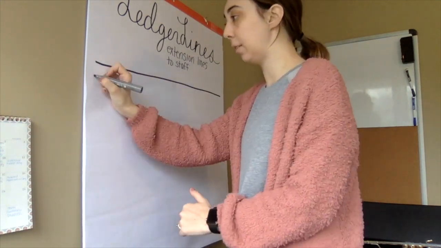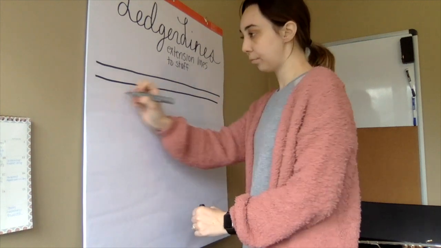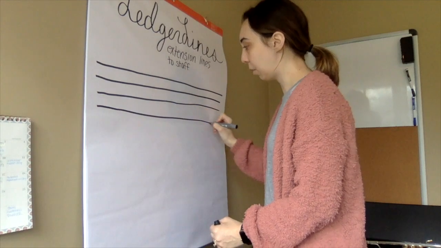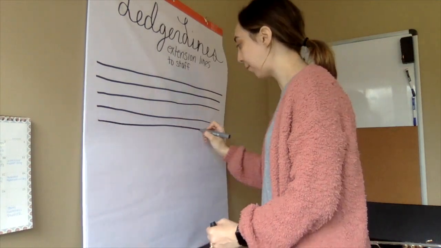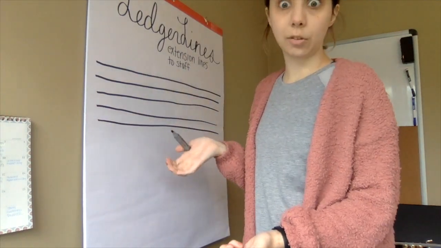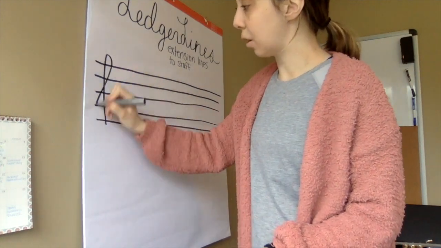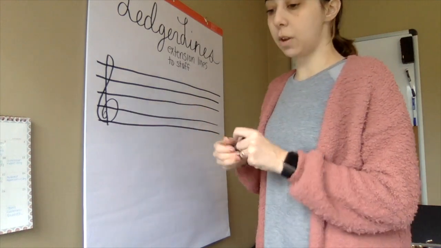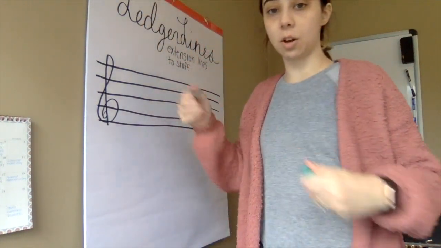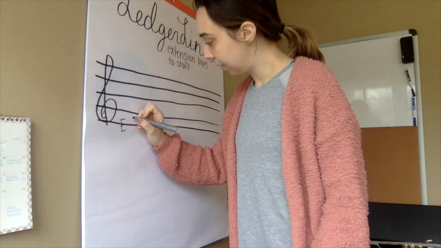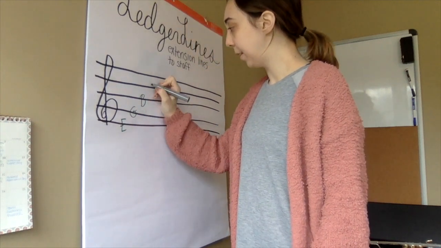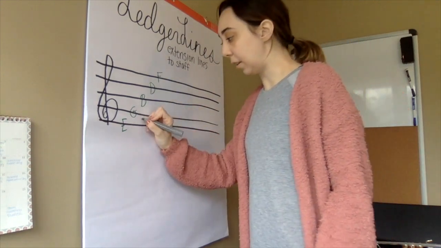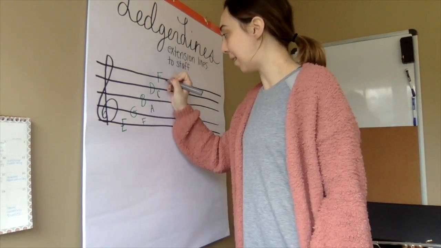We got 5 lines. And we'll talk about ledger lines on both the bass and treble clef. So for the treble clef, we've got 5 lines. Sorry, they're not super even. Our treble clef gets drawn here. Oh, that's terrible. And so we know that our notes on the treble clef usually are E, G, B, D, and F. And our spaces are F, A, C, and E.